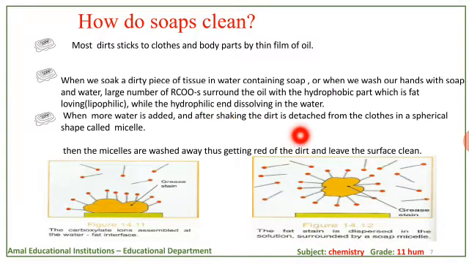And after shaking, when I add more water to this and I shake well, the dirt is detached from the cloth in a spherical shape called a micelle. So this is the spherical shape, which is the micelle, and the dirt is detached from the cloth in the form of a micelle. And then micelles are washed away, thus getting rid of the dirt and leaving the surface clean. So at the end, after detaching this dirt, the surface will be clean, as you see in this document.